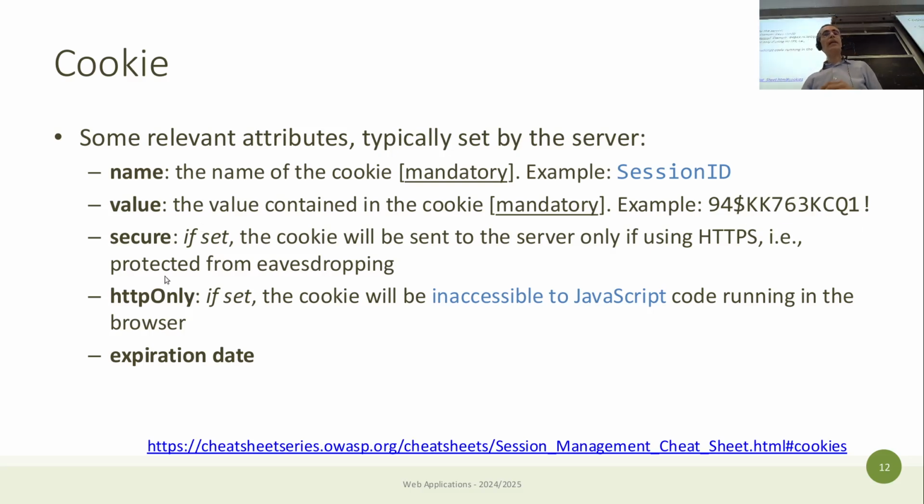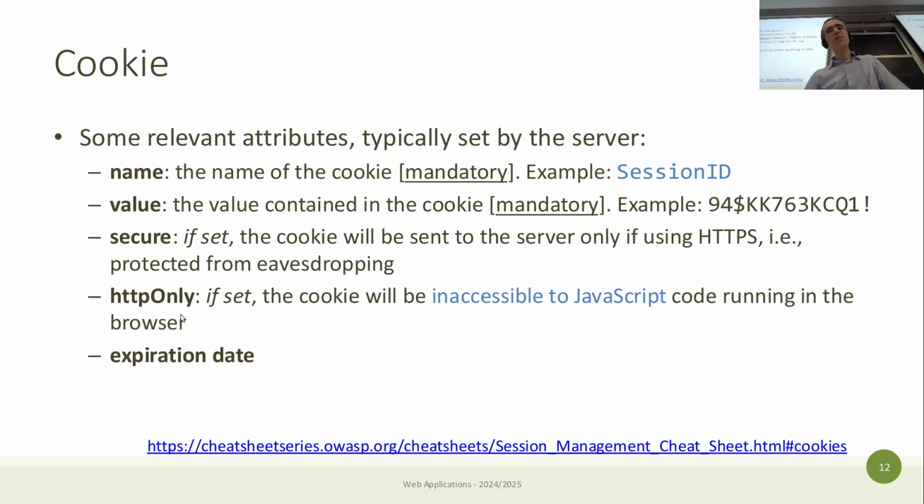And then there are three important attributes. One is the secure attribute, which is a Boolean attribute. If set, the cookie will be sent by the browser to the server only if using HTTPS connections, so encrypted and secured connections. In short, the browser will make sure it will never send it on a non-encrypted communication channel.